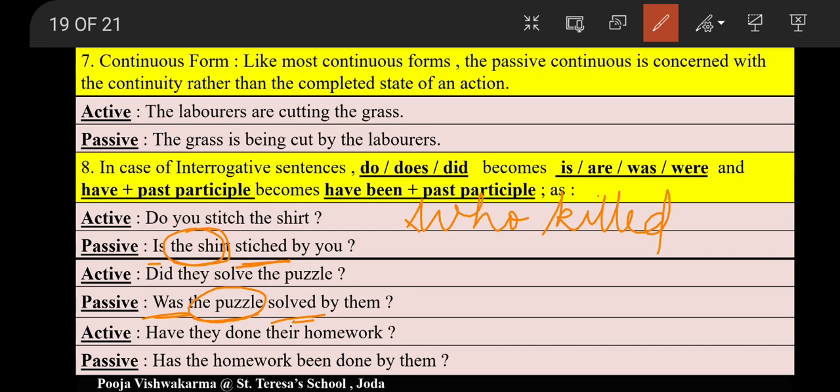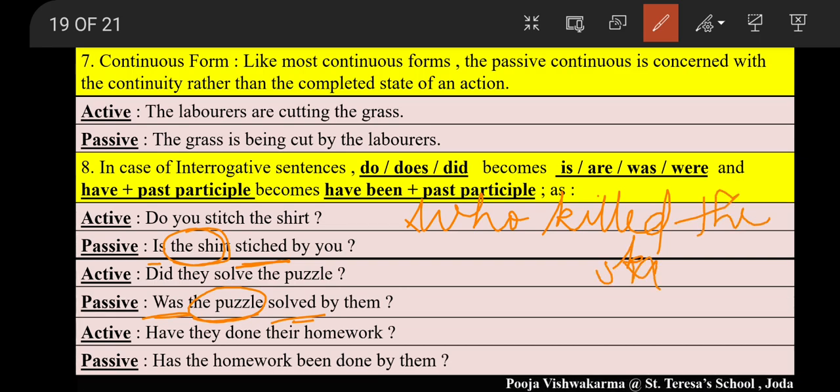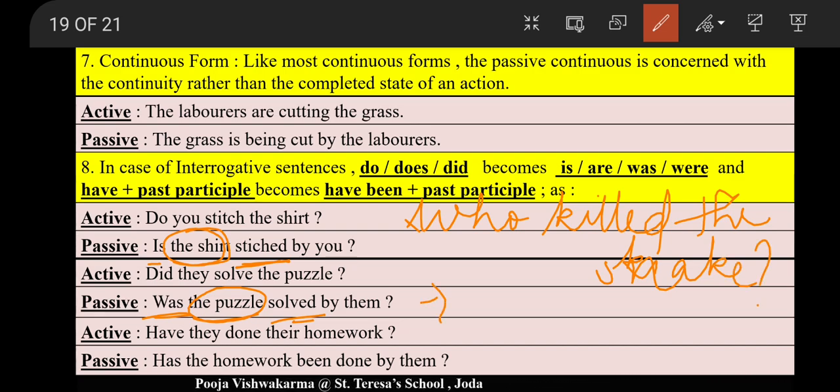Okay, if I give you the sentence, who killed the snake? Who killed the snake? So what are we going to write here? By whom was the snake killed? Again, was killed we have to use, but the snake was used in the middle.